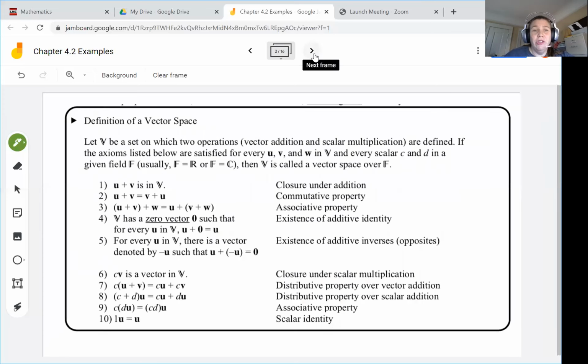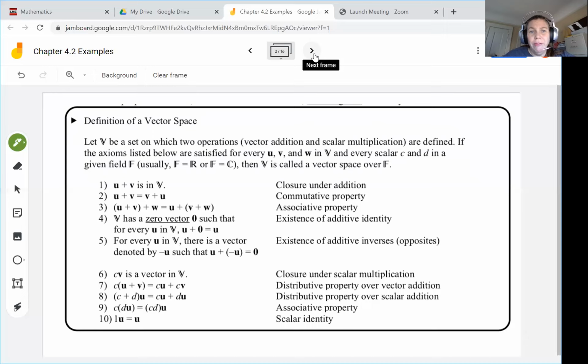So here's a definition of a vector space. We're going to let V be a set on which two operations, vector addition and scalar multiplication, are defined. If the axioms listed below are satisfied for every u, v, and w in this set V, and every scalar c and d in a given field, usually our field is the real numbers or the complex numbers, that F with the lines is how we represent the fields. Similarly, the V is how we represent a vector space.